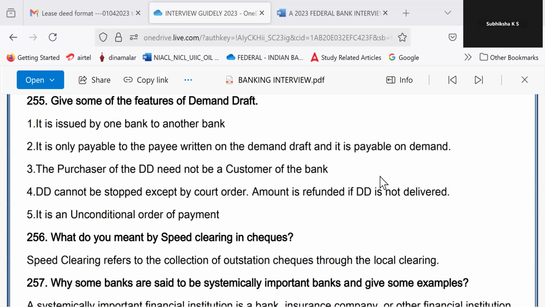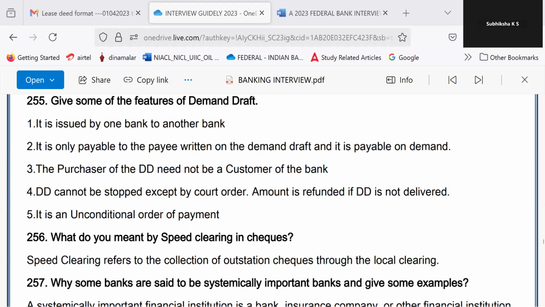The purchaser of the DD need not be a customer of the bank. DD cannot be stopped except by court order. Amount is refunded if DD is not delivered. It is an unconditional order of payment. So these are the important points. Could you understand them? Are you able to follow?